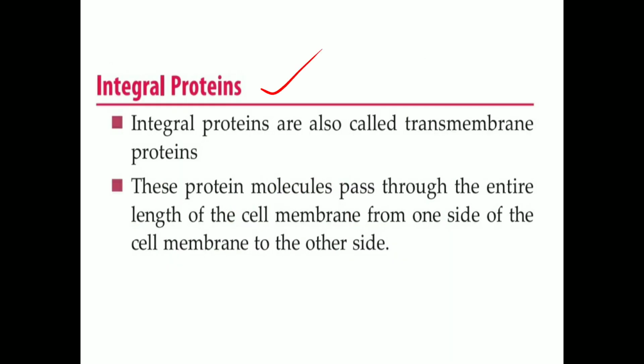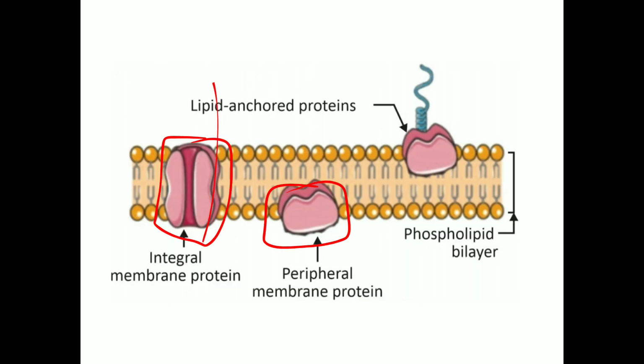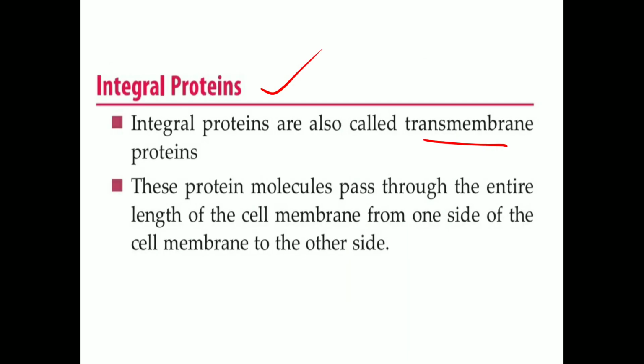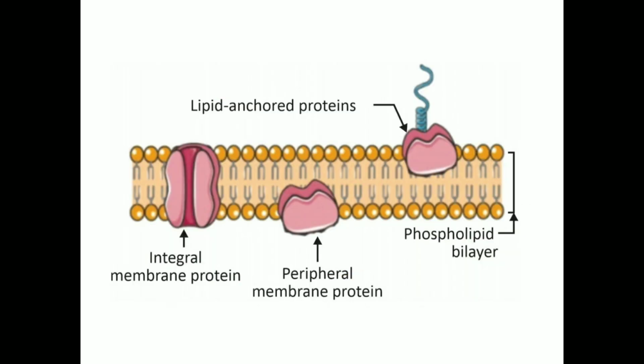First, let's see the integral protein. Integral proteins are also called transmembrane proteins. It is present across the membrane, hence it is called integral protein or transmembrane protein. These protein molecules pass through the entire length of the cell membrane. It is present from one side of the cell membrane to the other side, crossing across the plasma membrane.